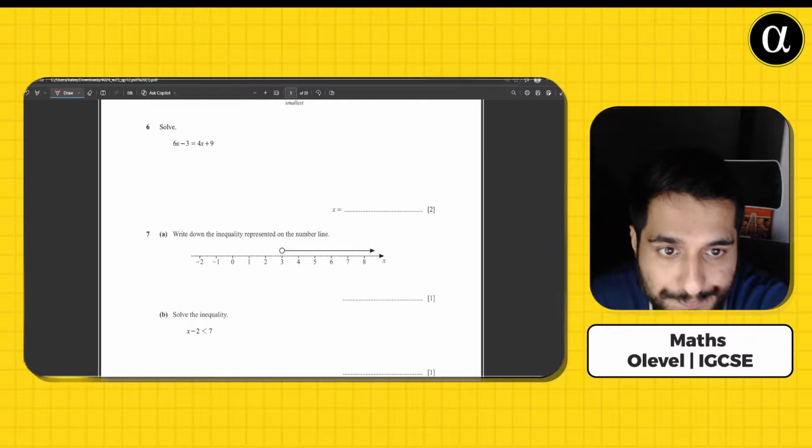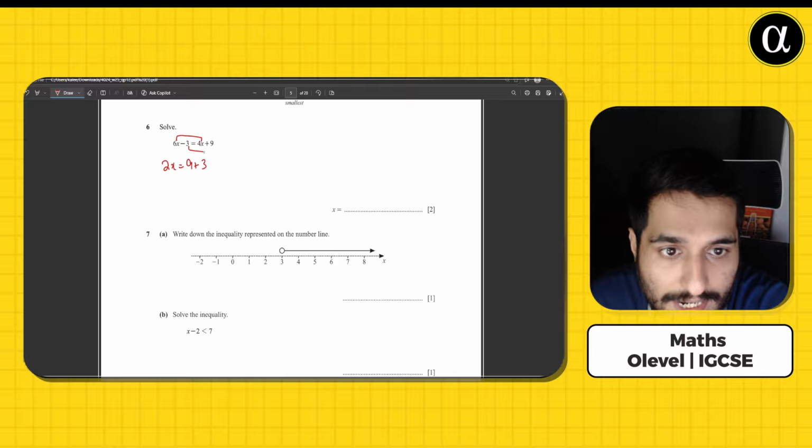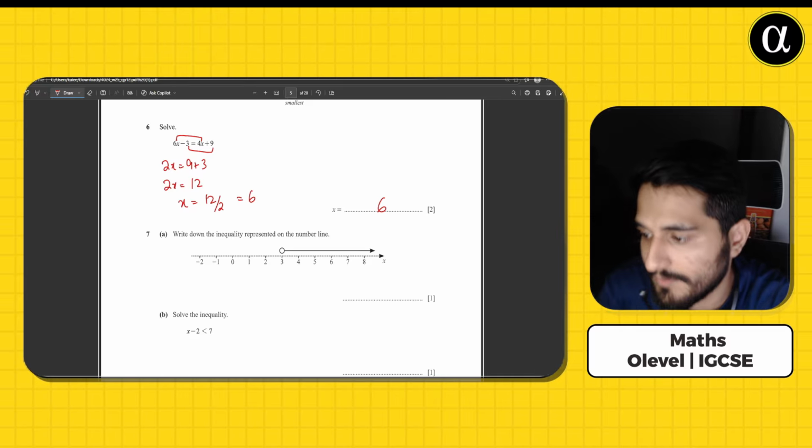So what is this? 6x minus 4x gives us 2x, and then it's going to be 9 plus 3 on the other side, and it's going to give us 2x is equal to 12. The value for x is going to be what? 12 over 2. That gives us 6.